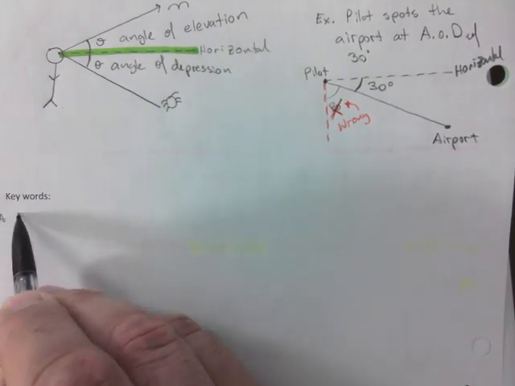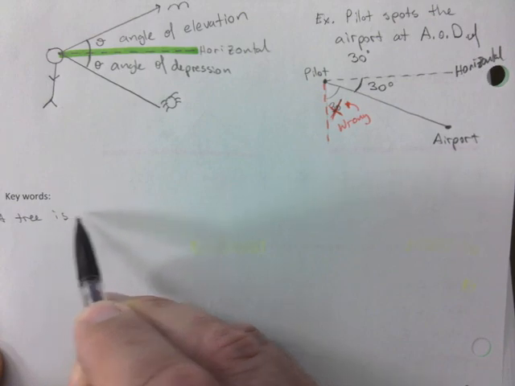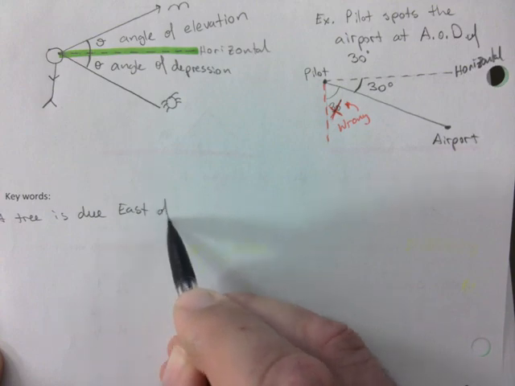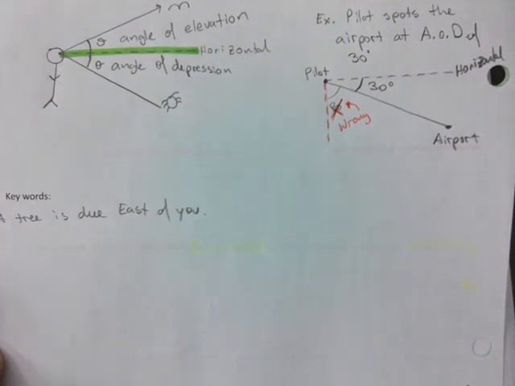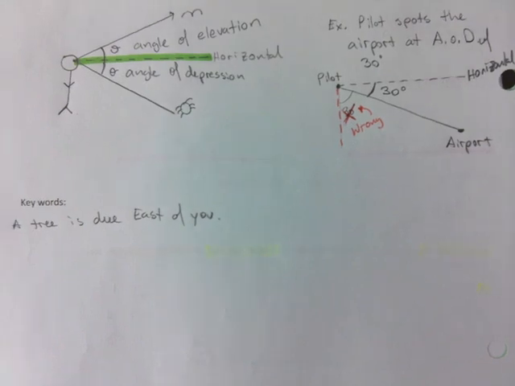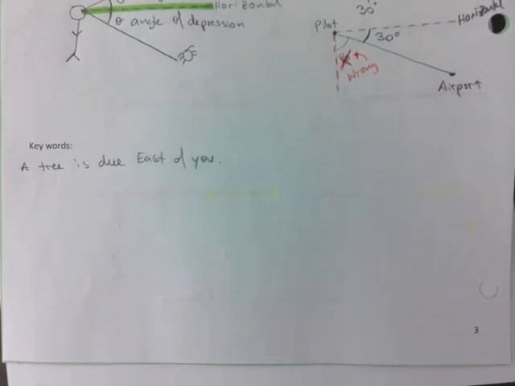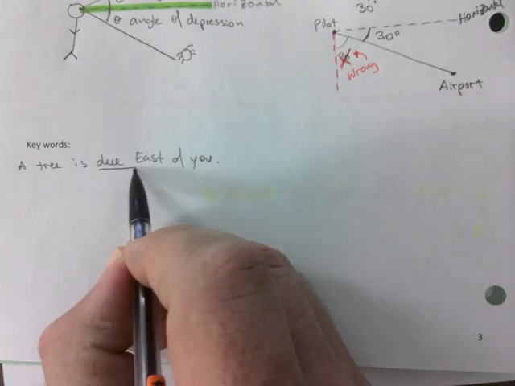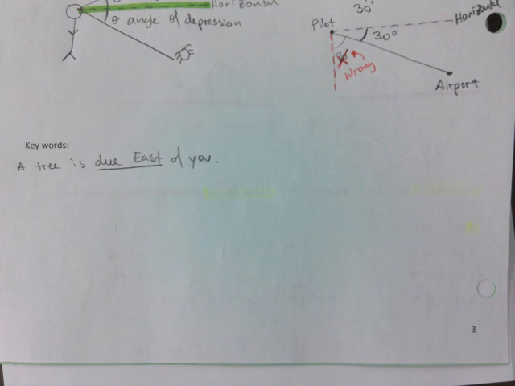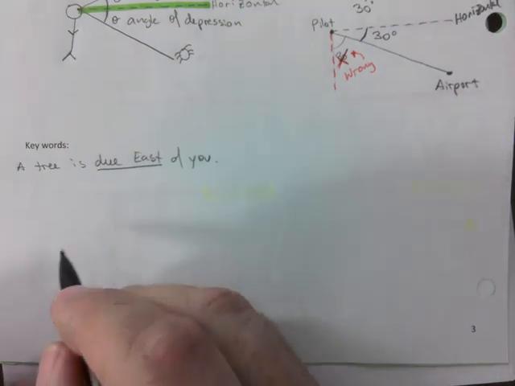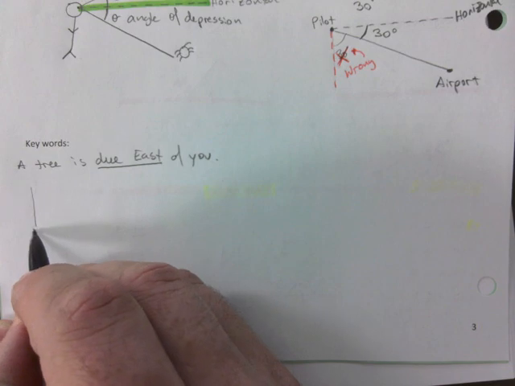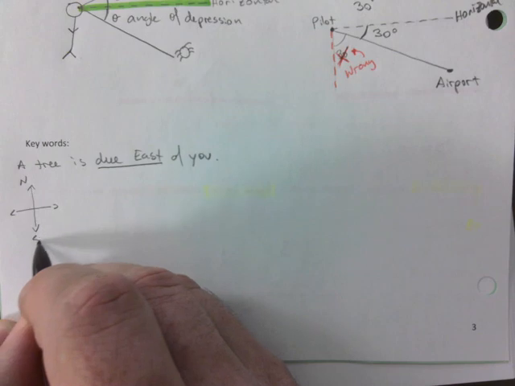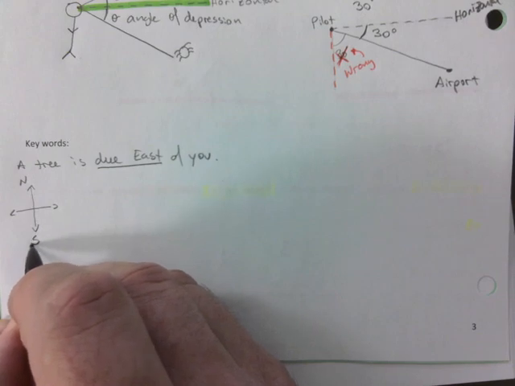If a tree is due east of you, if the question says there's a tree due east of you, let me zoom out a bit. This word, due east, is what you need to focus on. Something is exactly east of you. So you need your compass rose. I hope you remember north, south, and then east, west. Where is east?